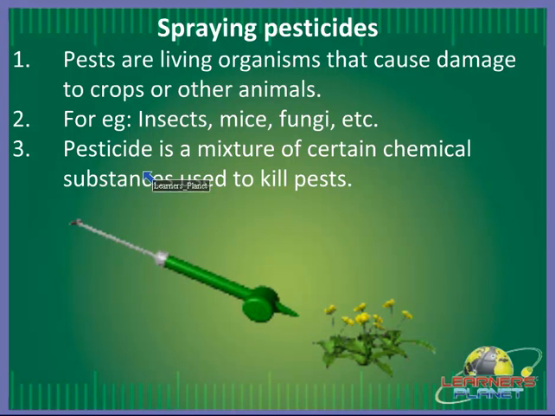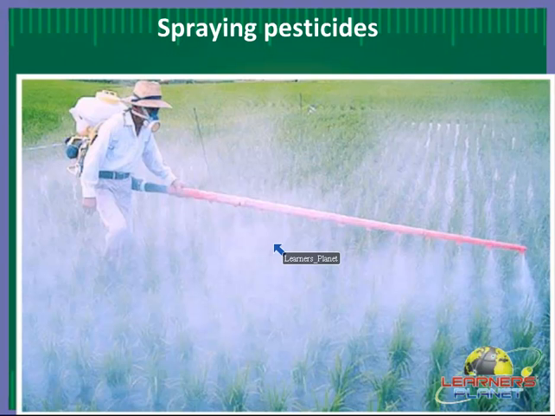Alright. So pesticide is a mixture of certain chemical substances which is used to kill the pests. We need to kill the pests because they can cause damage to crops, and that is why we spray pesticides. So this is nowadays one of the very important steps of agriculture, spraying pesticides, right? So let's see one picture by which you can come to know that spraying pesticides will kill the pests. See this picture, children.